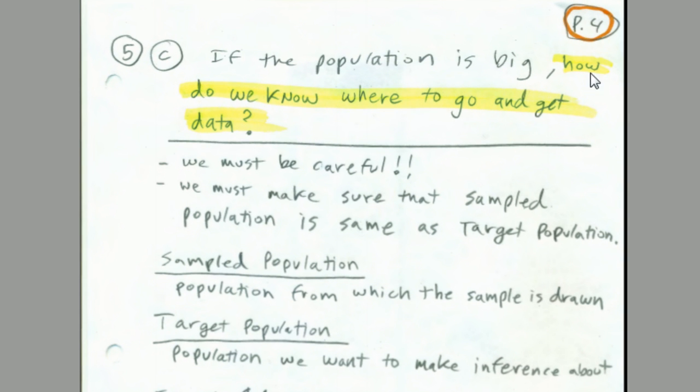If the population is so big, how do we know where to go and get the data? Well, the first thing is we have to be careful. The big thing we have to be careful of is we must make sure that the sampled population is the same as the target population. Sampled population is just the population from which the sample is drawn. And target population is the one we're trying to actually get at, the population we want to make the inference about.